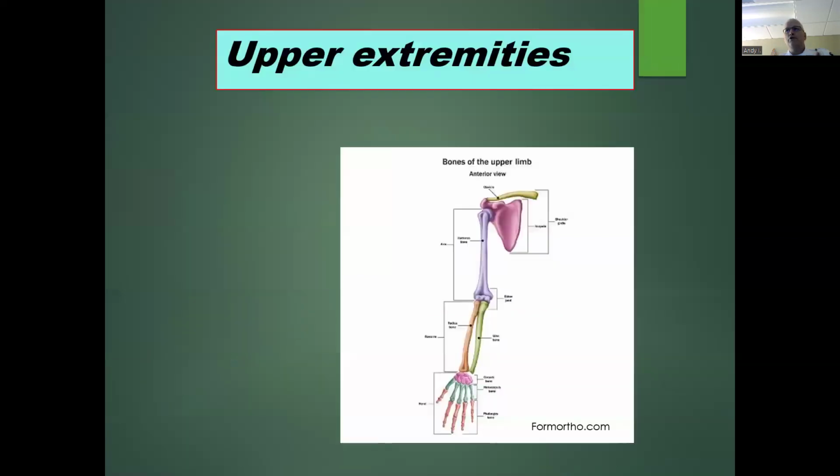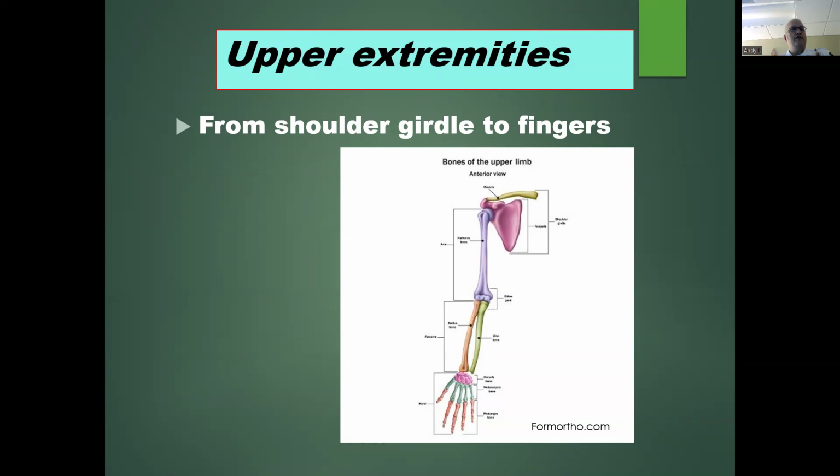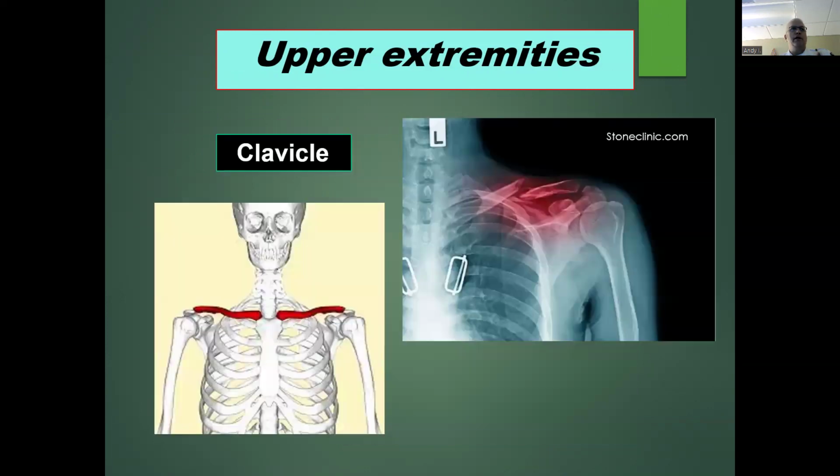So let's talk about the upper extremities. What do we have there? That's from the shoulder girdle to the fingers. We have the humerus, the top bone, the radius and ulna, and the carpals and the phalanges. We'll talk more about that in a minute.